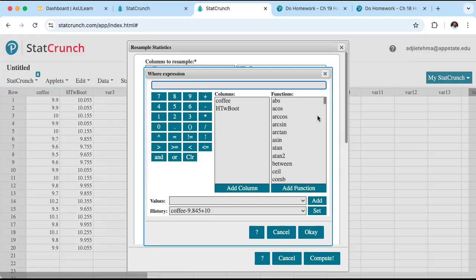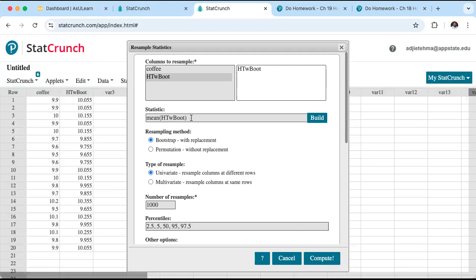When you click on build, let's scroll down to the function, or you could type in mean. I have mean here, so I double click that. When you double click, it shows here. Mean of what? Mean of HTW boot. And then you hit OK. You realize that it shows here now, mean of HTW boot.